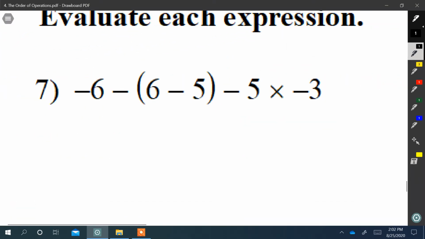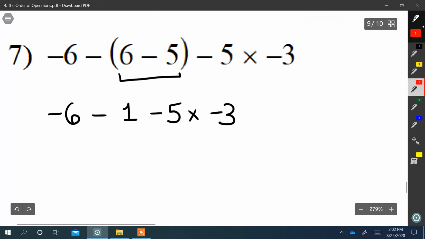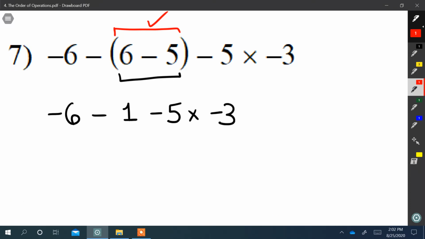This one is not so difficult. See if you can do this one. All right, so according to PEMDAS, we have to do parentheses first. We have negative 6 minus, well, 6 minus 5 is just 1. We have 1 minus 5 times negative 3. According to PEMDAS, okay, we're done with the parentheses. Check. Now, the next step will be to multiply.